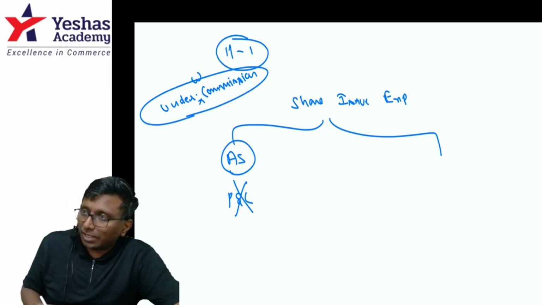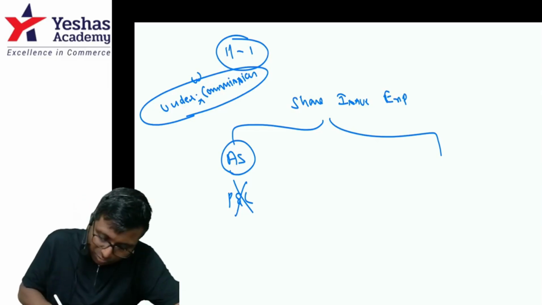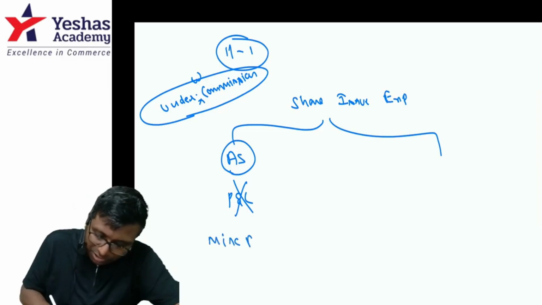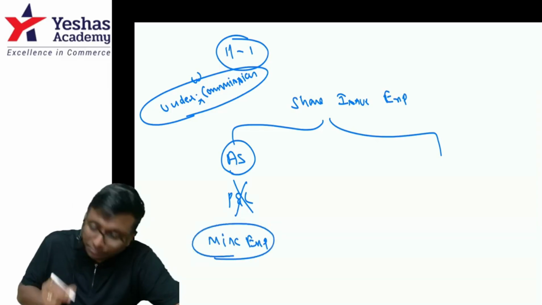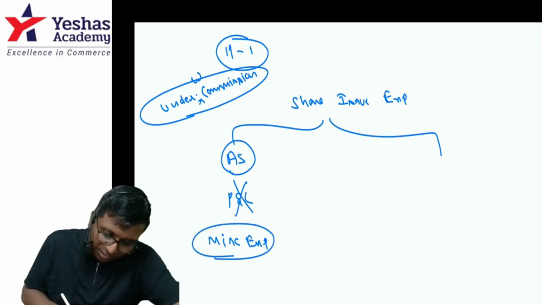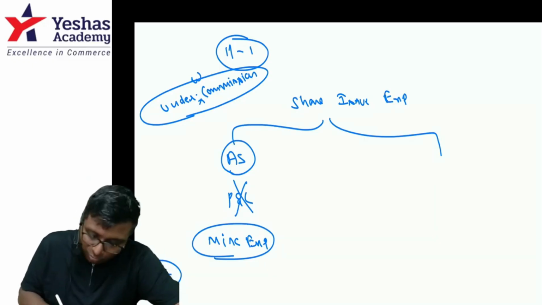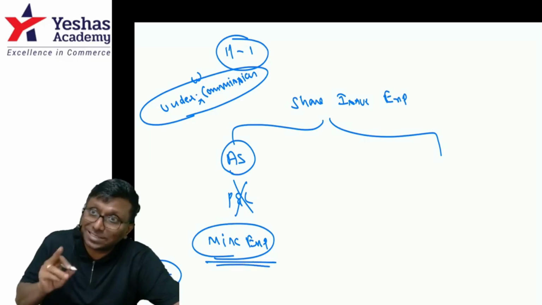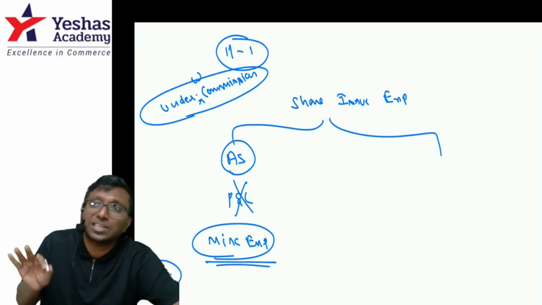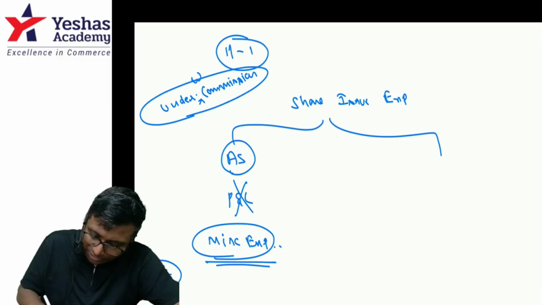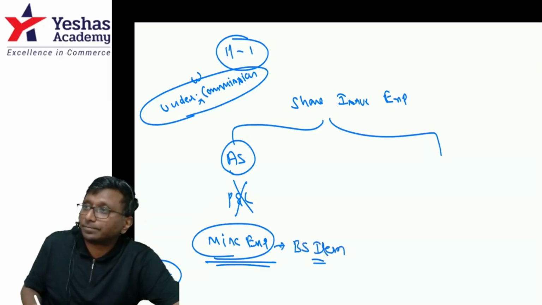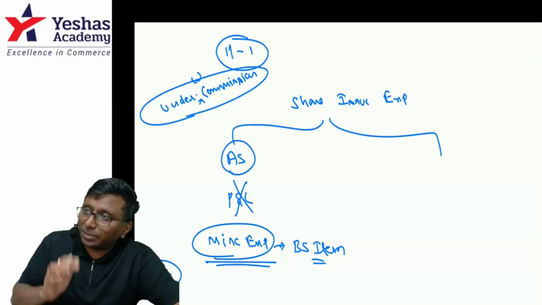Underwriting commission. Where can it go? This can go only to miscellaneous expenditure, as other non-current asset. Underwriting commission paid has to go to miscellaneous expense. Is miscellaneous expense an asset? Don't go by the word expense. It is not an expense. It is a balance sheet item. It will be capitalized.